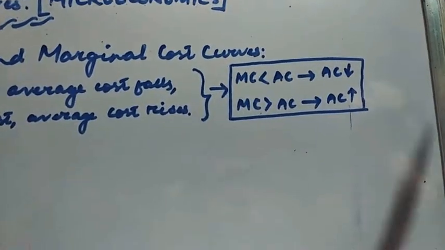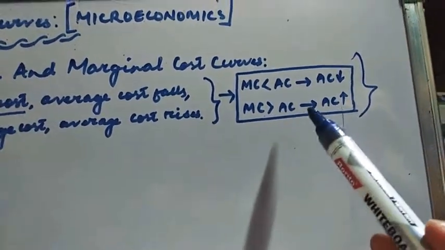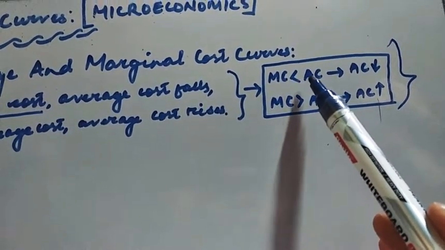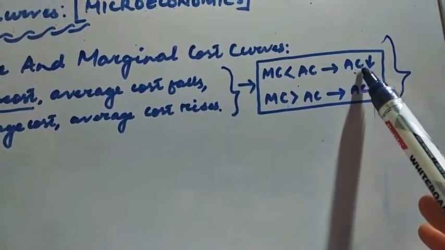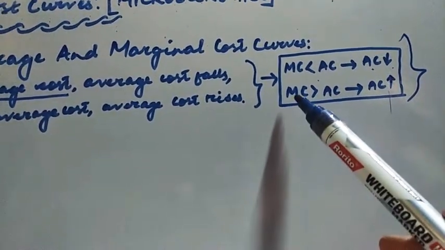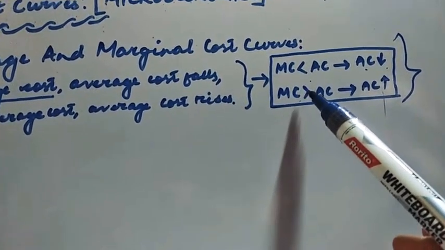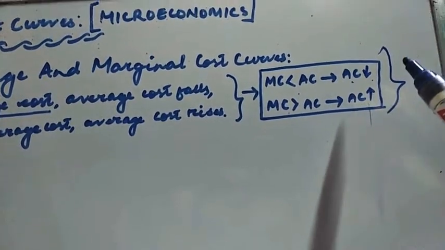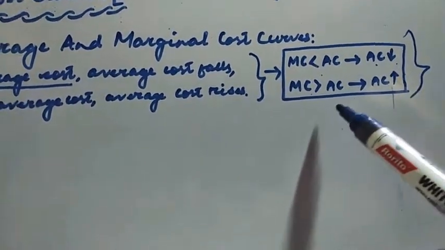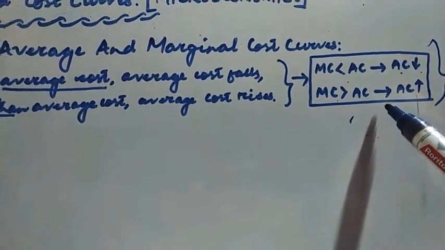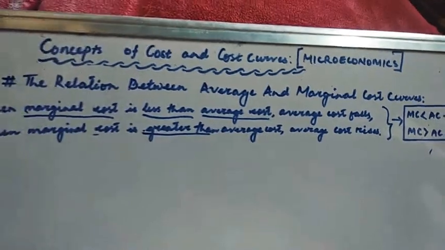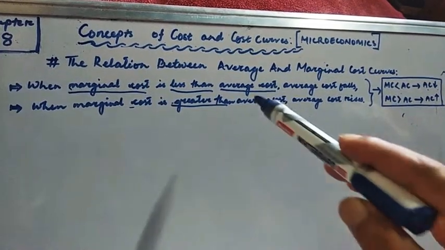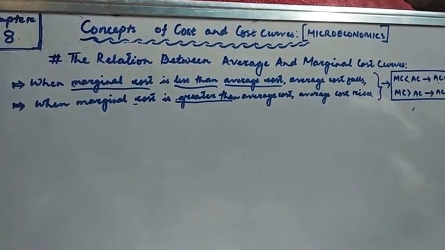So you can understand this with this simple identity. I have made it simple for you. When MC, marginal cost, is less than average cost, then the average cost falls. And again, when marginal cost is greater than average cost, the average cost rises. You will be made clear when you explain diagrammatically and also with some mathematical examples. But that is the basic relation between average cost curves and marginal cost curves.